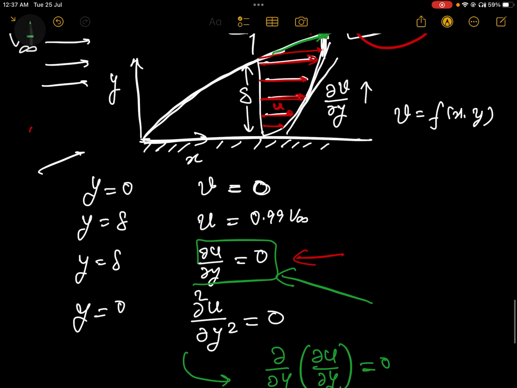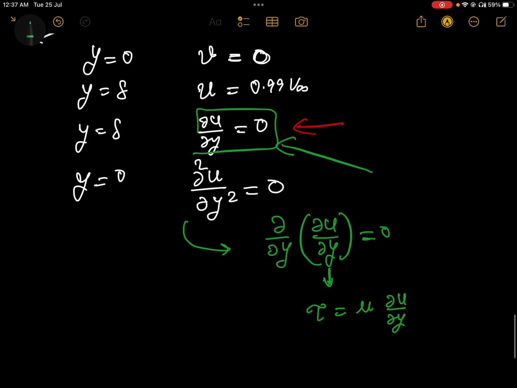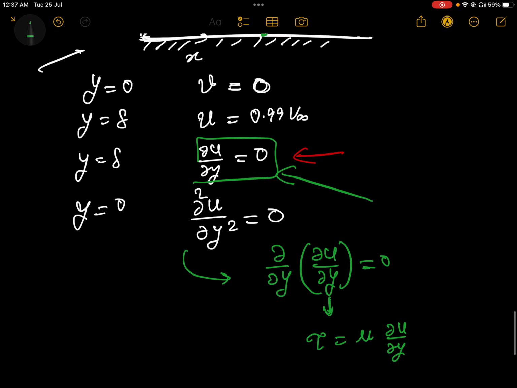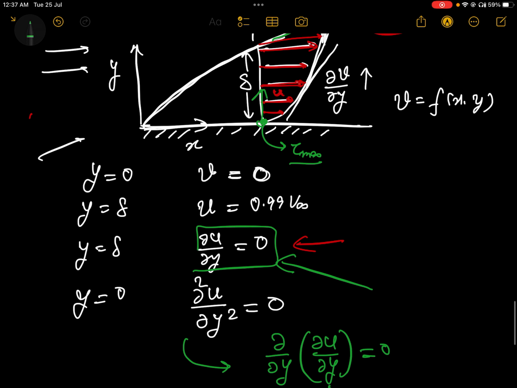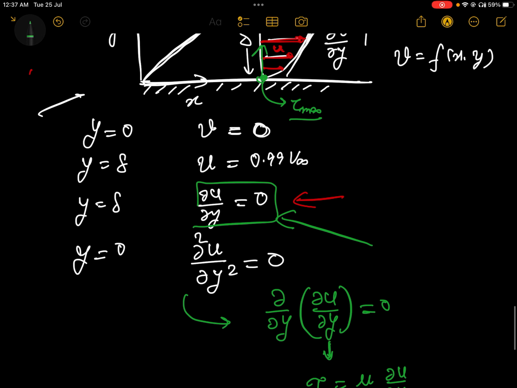But at the location y is equal to 0, what is happening? At the location y is equal to 0, the shear stress is maximum. Shear stress is maximum and it is reducing continuously going in the upward direction. So if the shear stress is maximum at the y is equal to 0 location, then how can you find out the maximum shear stress?